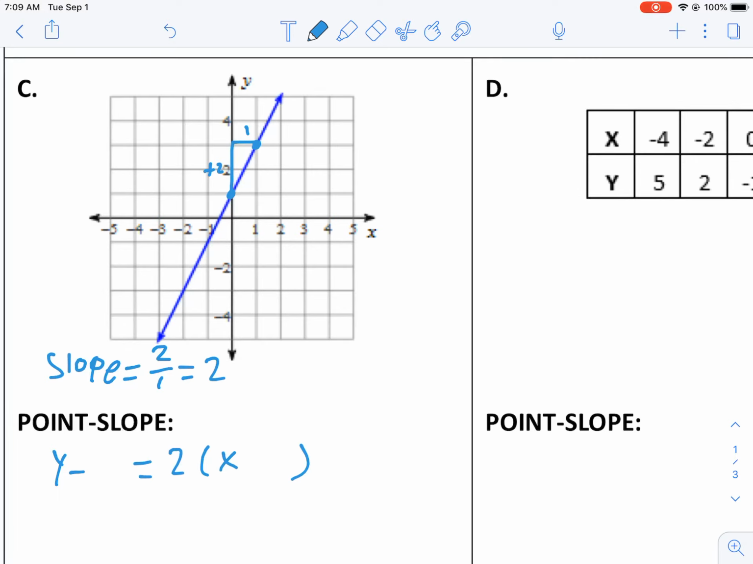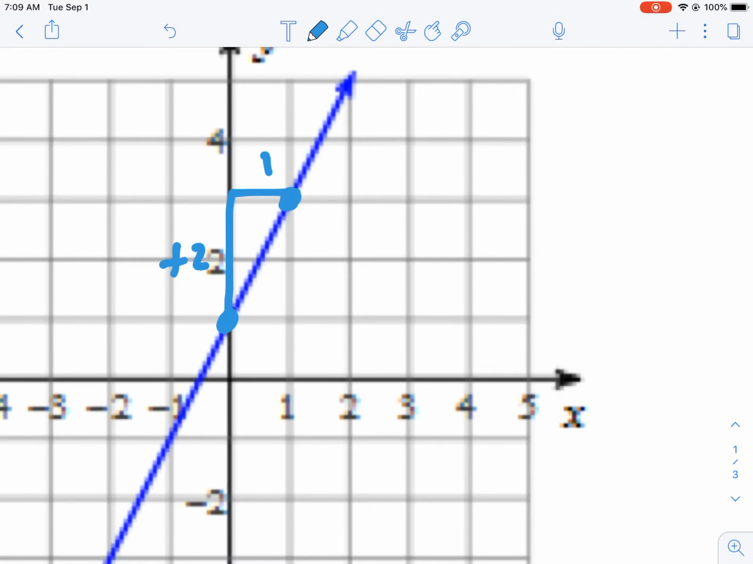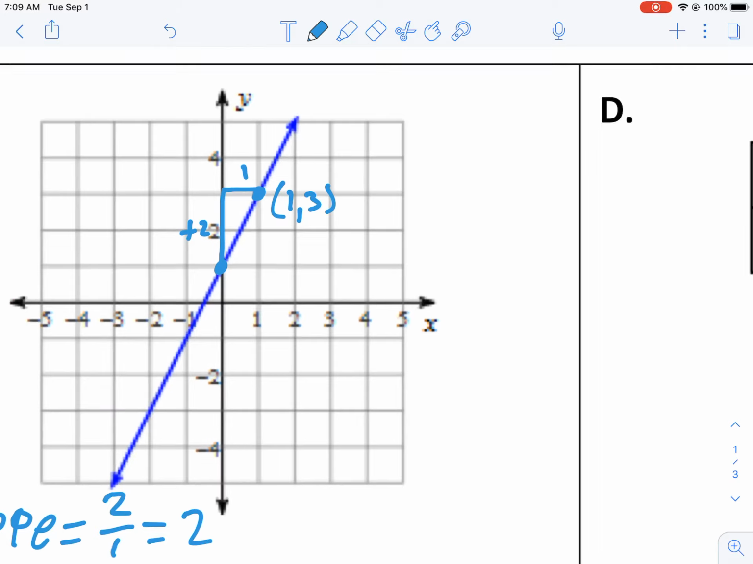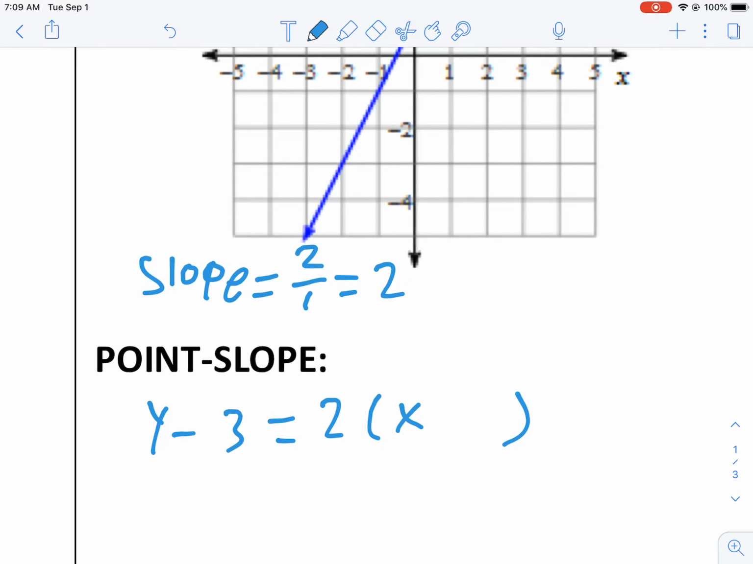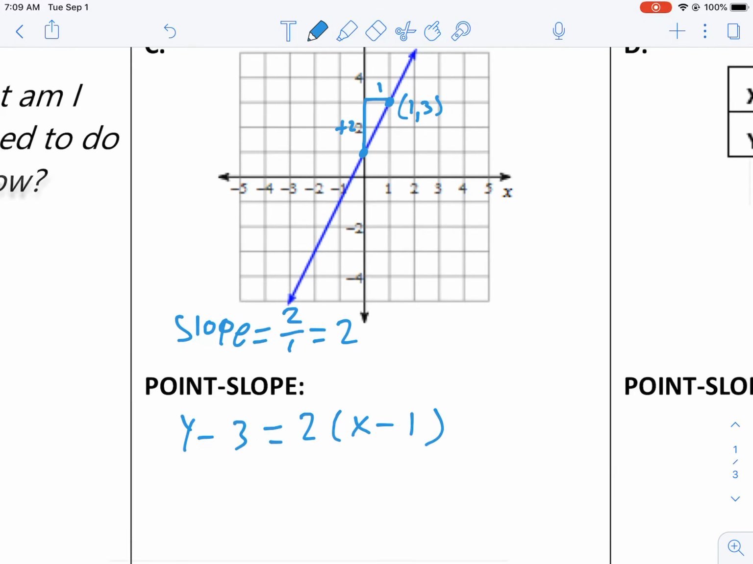Now we just want to pick a point, all right? Literally any point on this graph we can pick. So let's just pick this point right here. That's 1, 3. So we just need to plug those numbers in. So we've got y minus 3 and x minus 1, and that's it, all right? Now we're done.